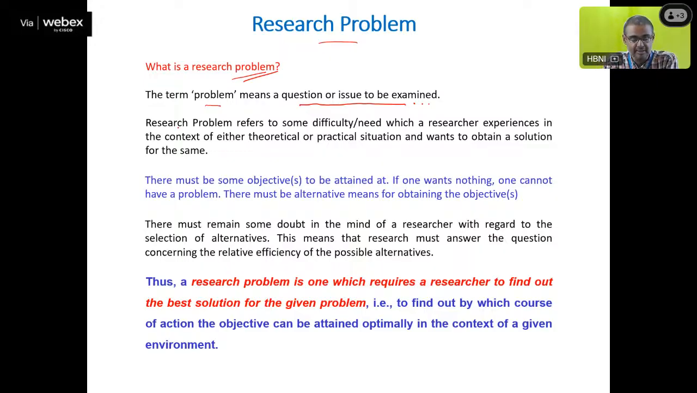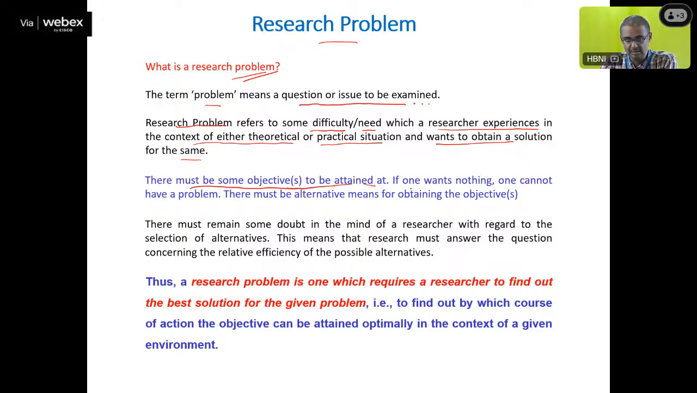A research problem refers to some difficulty or need which a researcher experiences in the context of either a theoretical or practical situation and wants to obtain a solution for the same. This is how a research problem is defined for a researcher. There must be some objective or multiple objectives to be attained.